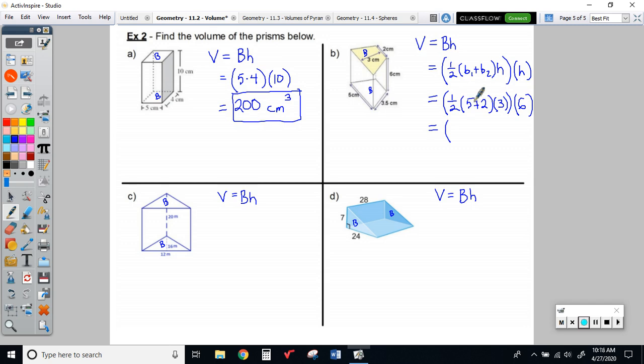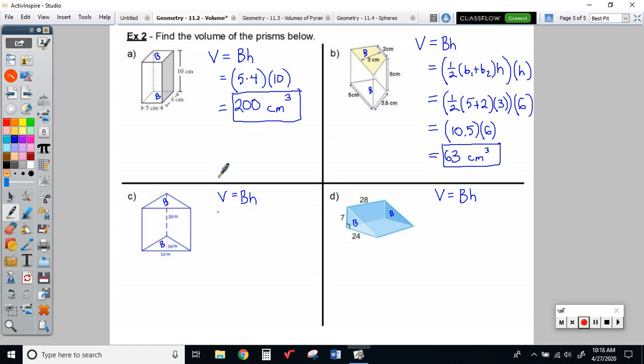So from there, we've got 5 plus 2 is 7. 7 times 3 would be 21. 21 times 1/2 would be 10.5. So it looks like I've got 10.5 times 6. 10 times 6 would be 60. 0.5 times 6 would be 3. Put that together and you have 63 centimeters cubed for that one.